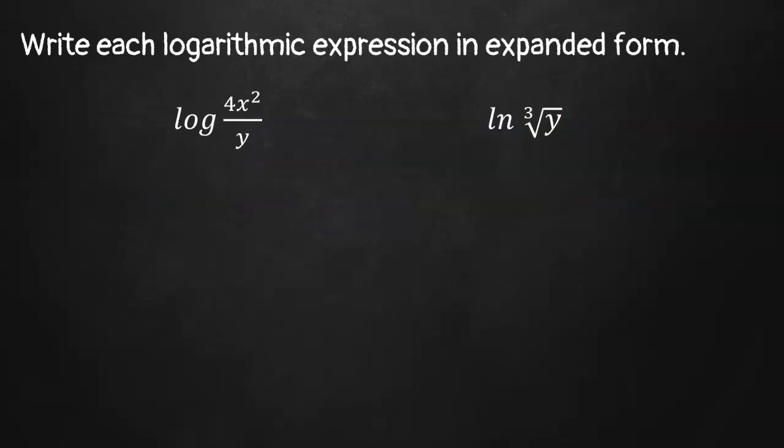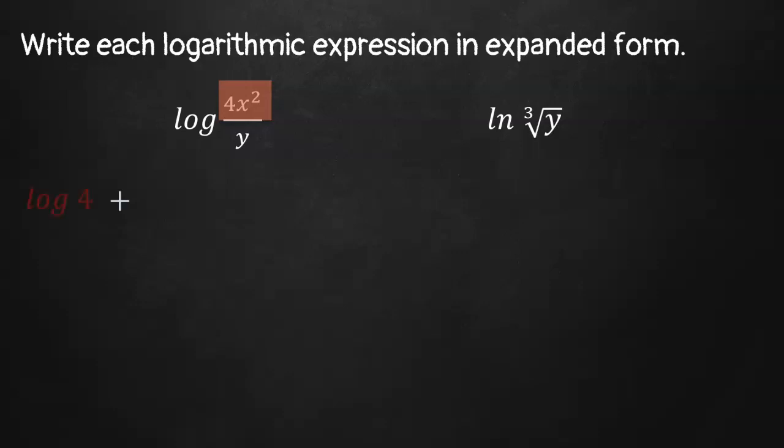Here you have log of 4x squared over y. You got a lot of different things here. So the first thing we should see is that in the numerator, I have 4 times x, and it's squared. So that's going to tell me that between that 4 and the x squared, I'm going to have the addition sign because that is my product property.